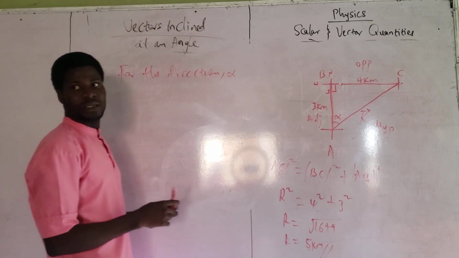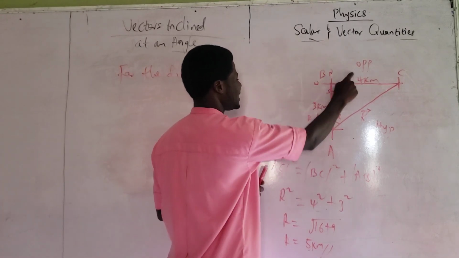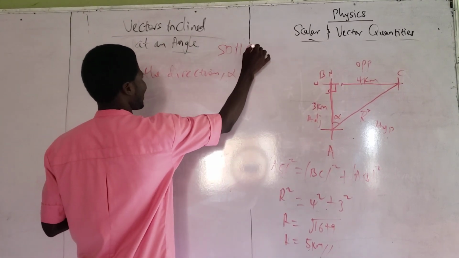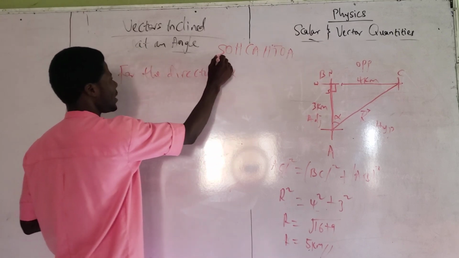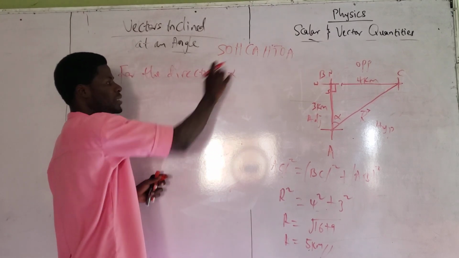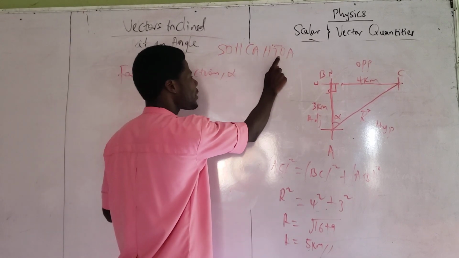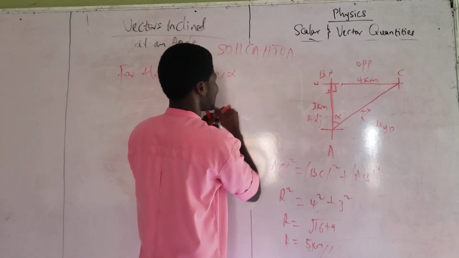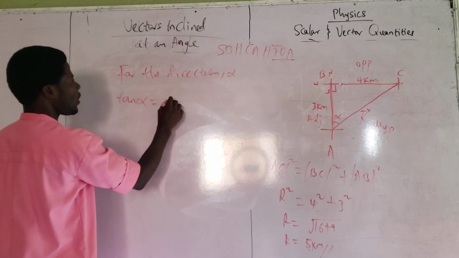But for the direction alpha, that's where trig comes in. This is opposite, this is adjacent. These are the given two sides. And what connects them? Remember SOH CAH TOA: sine theta equals opposite by hypotenuse, cos is adjacent by hypotenuse, tan is opposite by adjacent. In this case, what connects them? We have opposite, we have adjacent. That's our tan.